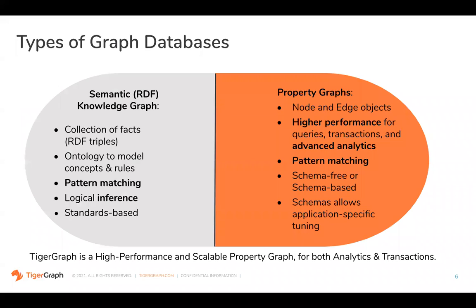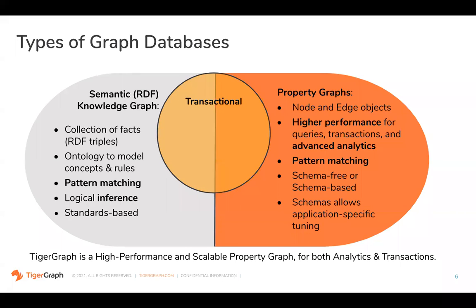So, types of graph databases. There are 2 major flavors: semantic or knowledge graphs and property graphs. And they have a lot of things in common. They both have entities and connections between entities. That's the basic thing that a graph is, nodes and connections between those nodes.